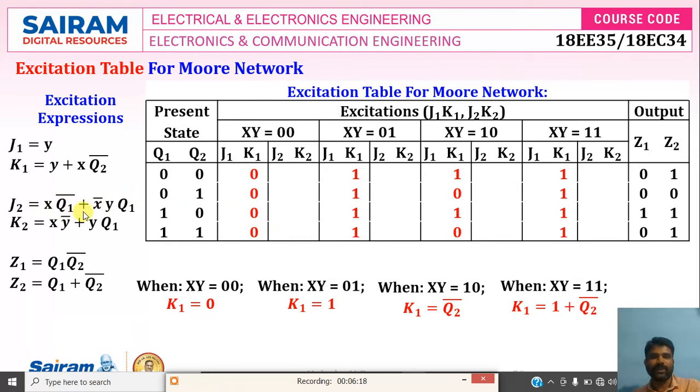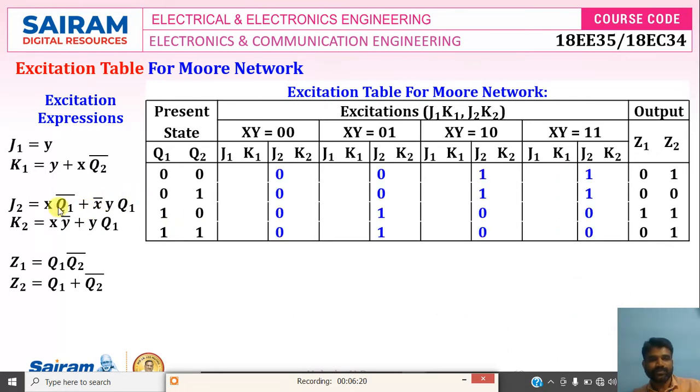J2 expression. Okay. See, J2, when you substitute xy is equal to 0, 0, first term is 0, second term is also 0. So J2 is equal to 0. So here all 0. And when you substitute 0, 1 here, so first term is 0, second term is present. So it is equal to Q1. See, it is same as Q1. 0, 0, 1, 1, 0, 0, 1, 1.